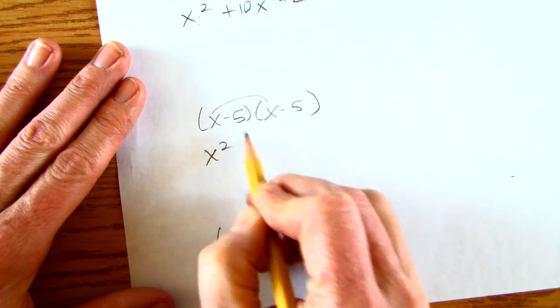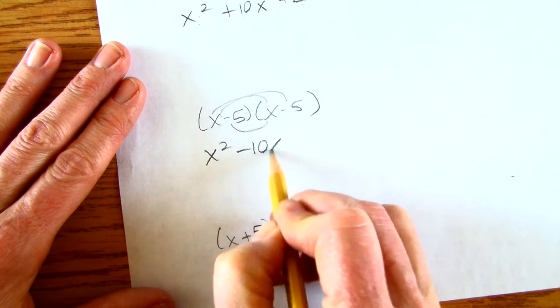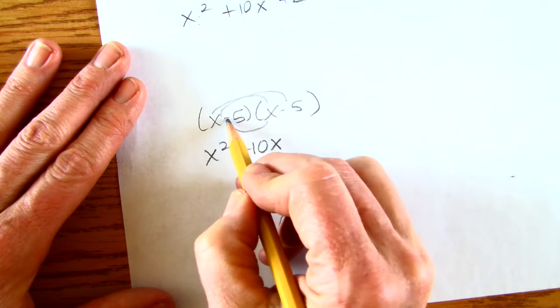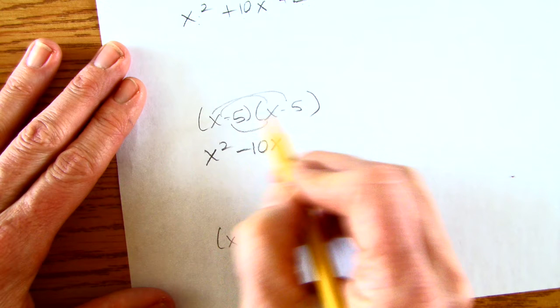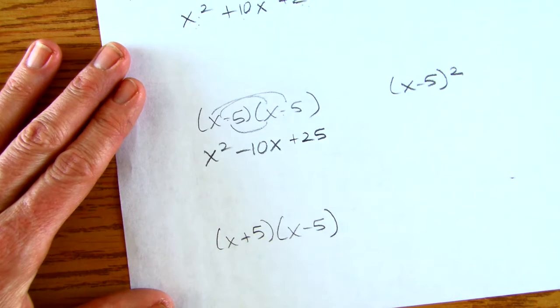x times x, x squared. Outer term negative 5x, inner term negative 5x, so together they make a negative 10x, but a negative 5 times a negative 5 is a positive 25. And again, this can just be written as x minus 5 squared.